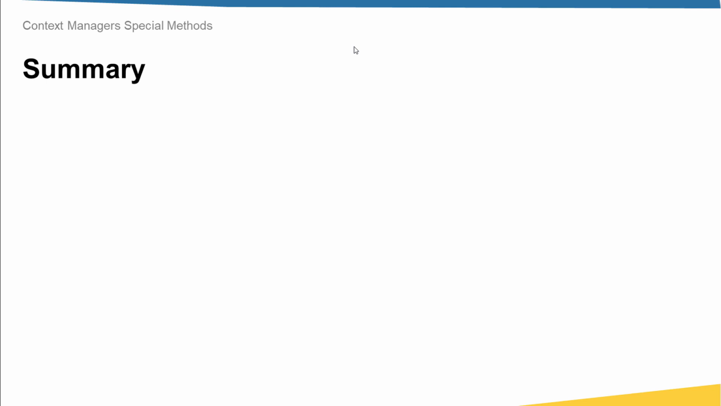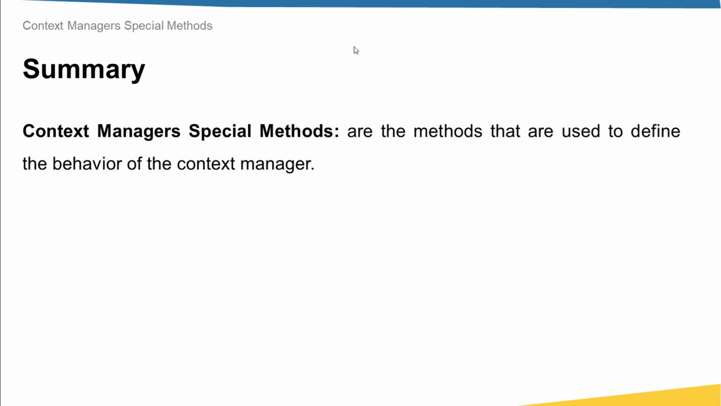Now let's recap what we have learned. Mainly, in this lecture, we've talked about context manager special methods, and as we have seen, these are the methods that are used to define the behavior of the context manager at the beginning and at the end of the code block of the with statement.